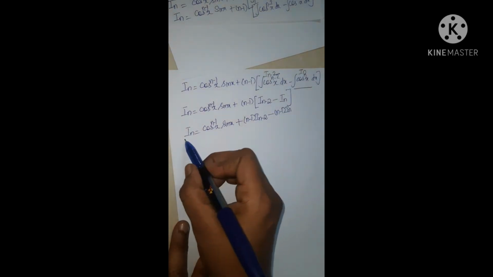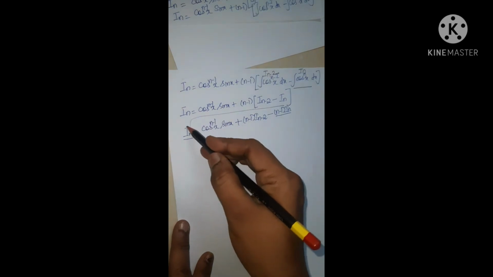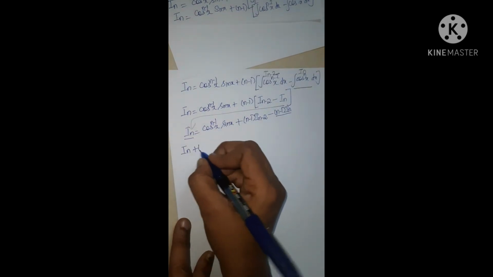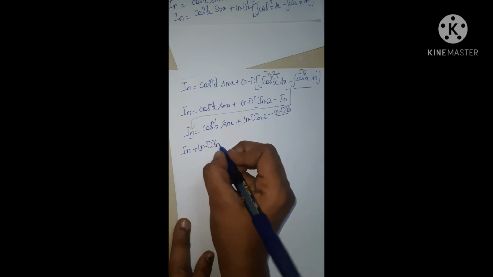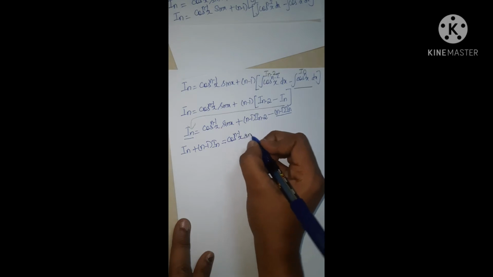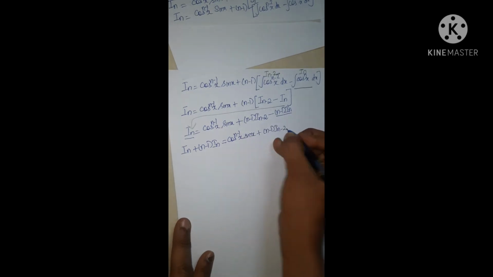What is the next point we can do about this? On the left hand side I have an I_n, and on the right hand side I also have an I_n integral. Whenever we see the same expression or quantity, we can always merge them together. So bring this I_n to the left hand side. This will give us in the next step I_n + (n-1) I_n = cos^(n-1)x sin x + (n-1) I_(n-2).